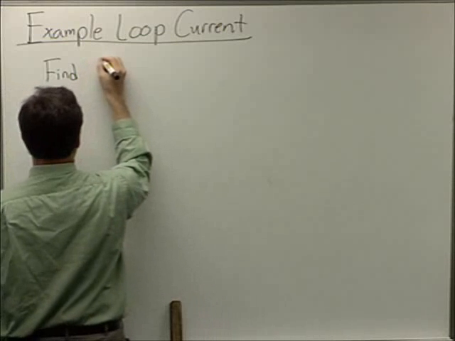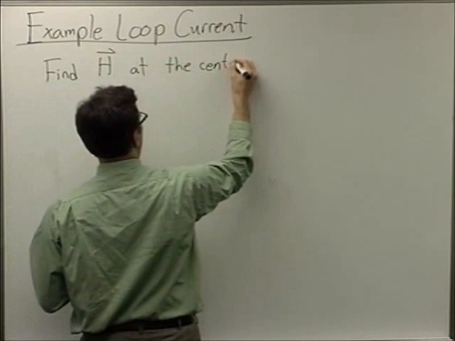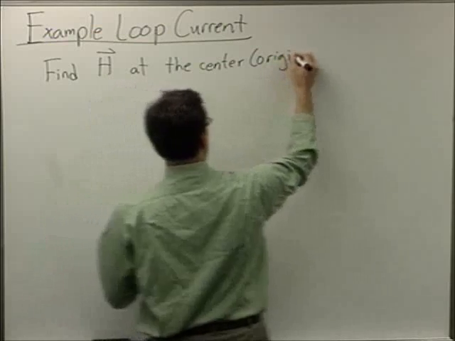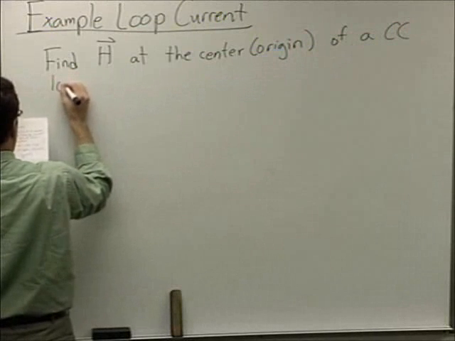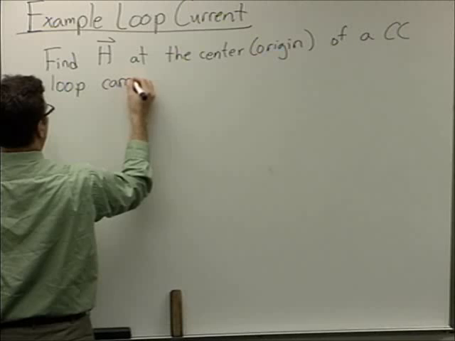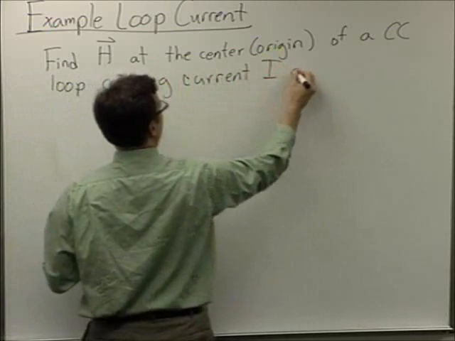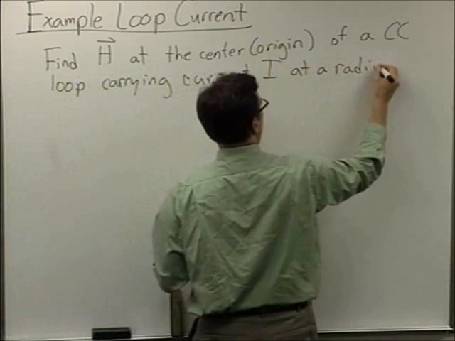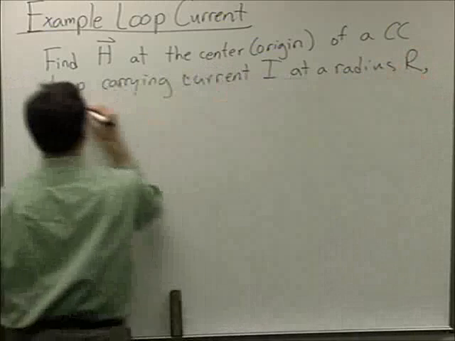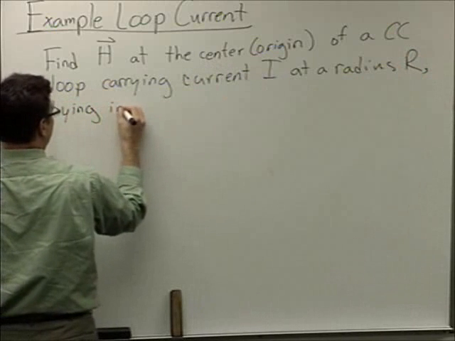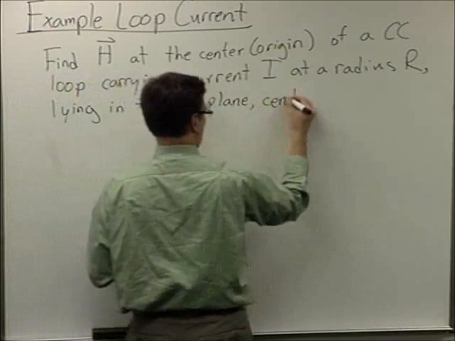Find the H field at the center, which we'll call the origin in this problem, of a counterclockwise loop carrying current I at a radius R, lying in the xy plane centered at the origin.